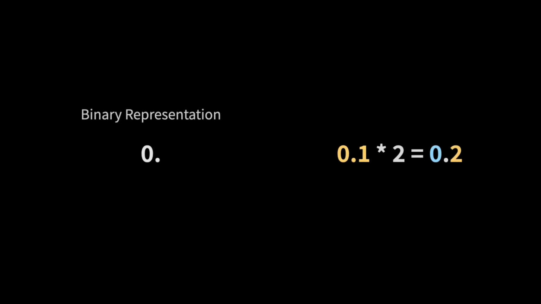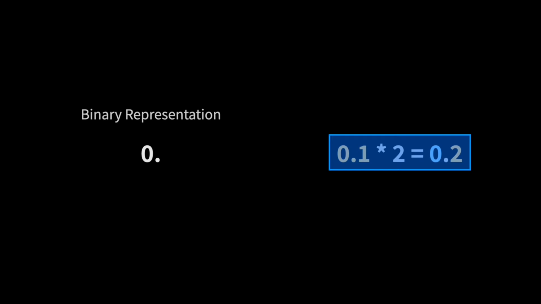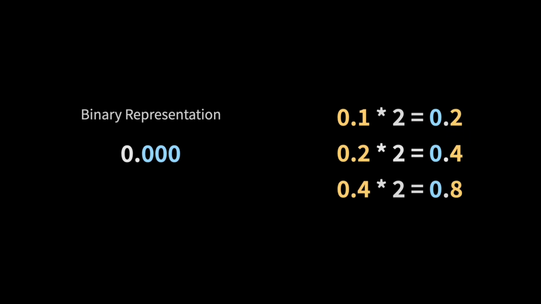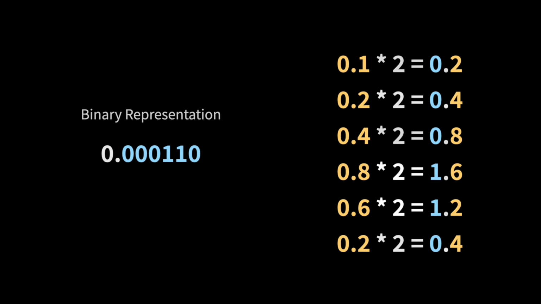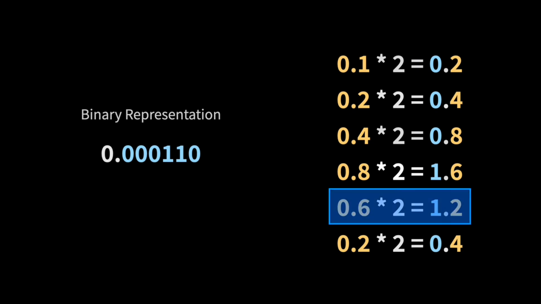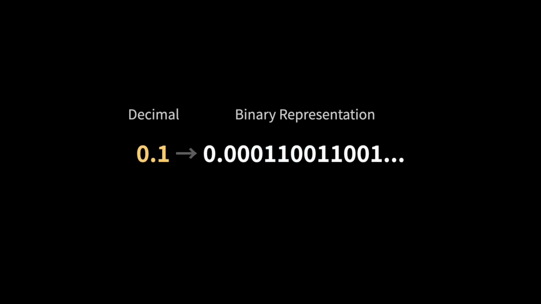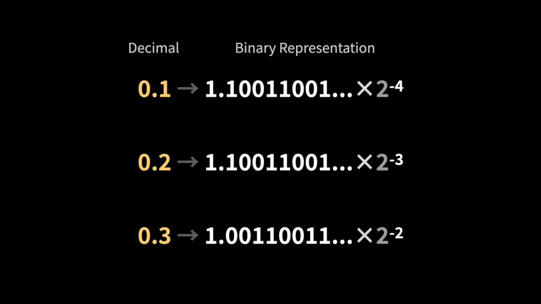To convert a decimal fraction to binary, the most common method starts from the fractional part. Keep multiplying the fractional part of the decimal by 2. Take the integer part as the next binary digit, and use the remaining fractional part for the next step. Repeat until the fractional part of the decimal becomes 0 or starts repeating. Notice that starting from 0.6, the process starts repeating. From this, we can obtain the binary representation of 0.1. Then we standardize it into binary scientific notation. We can do the same for 0.2 and 0.3, getting their normalized binary representations as well.